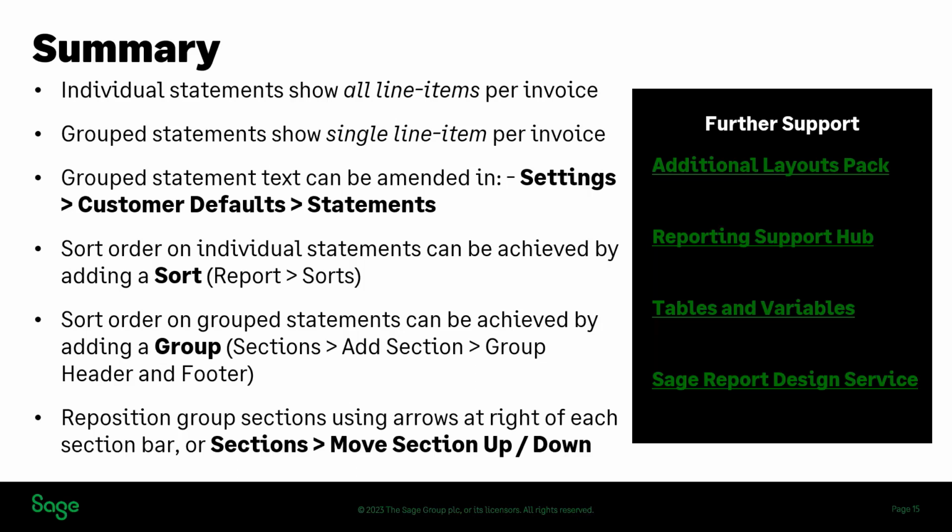So as well as the links to the additional Layouts Pack article I've shown you today, I've added some links to the Reporting Support Hub in the Sage Help Centre. I've added the interactive tables and variables article if you need to identify which variable you need to add to a layout. And there's also a link to all you need to know about our report design service should you need us to design a report or a layout for you. So hopefully you have more of an understanding now between the various statement types in the software and how you can make changes to the sort order on each type.